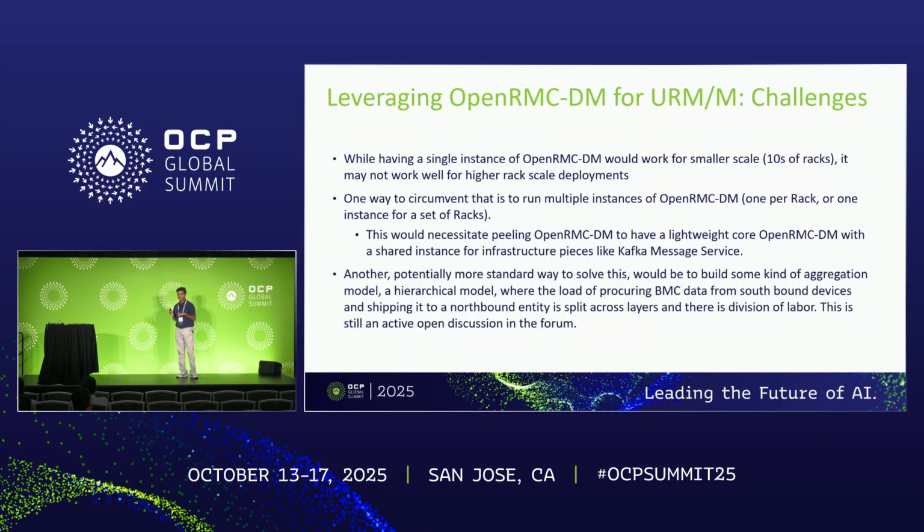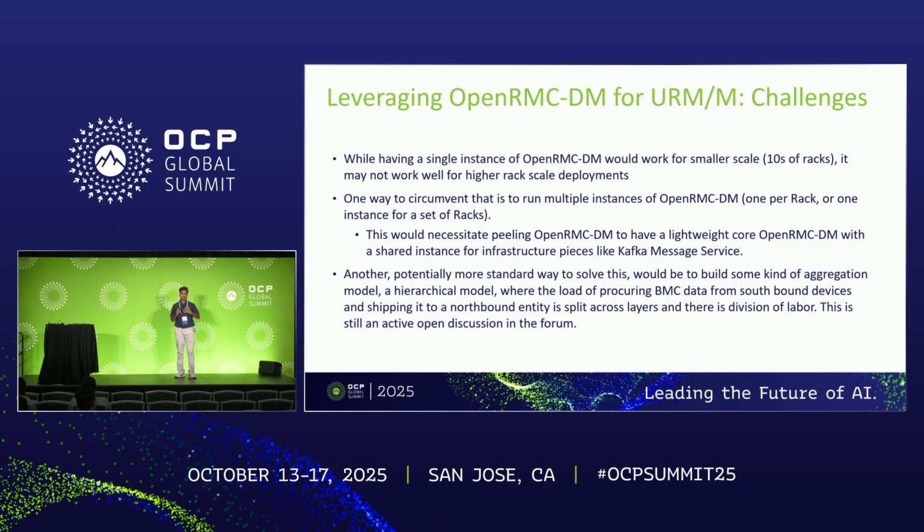Now, to some of the challenges that are there today in terms of what I just spoke about. While a single instance OpenRMC DM would work for a smaller scale, maybe sub 10 or 10s, it may not work well for higher order rack scale deployments. One way to circumvent it is to do multiple instances of OpenRMC DM, essentially split the problem.